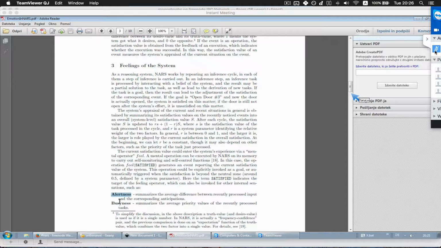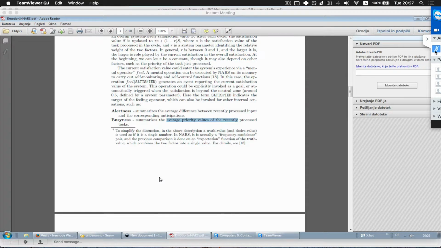And where it's more clear is the busyness parameter, which is just the average of the priority of the processed tasks, and this gives an indicator of how, yes, it really corresponds to a sort of mental busyness. And if the system, for example, is highly busy, then certain system parameters could be set differently in respect to this parameter.